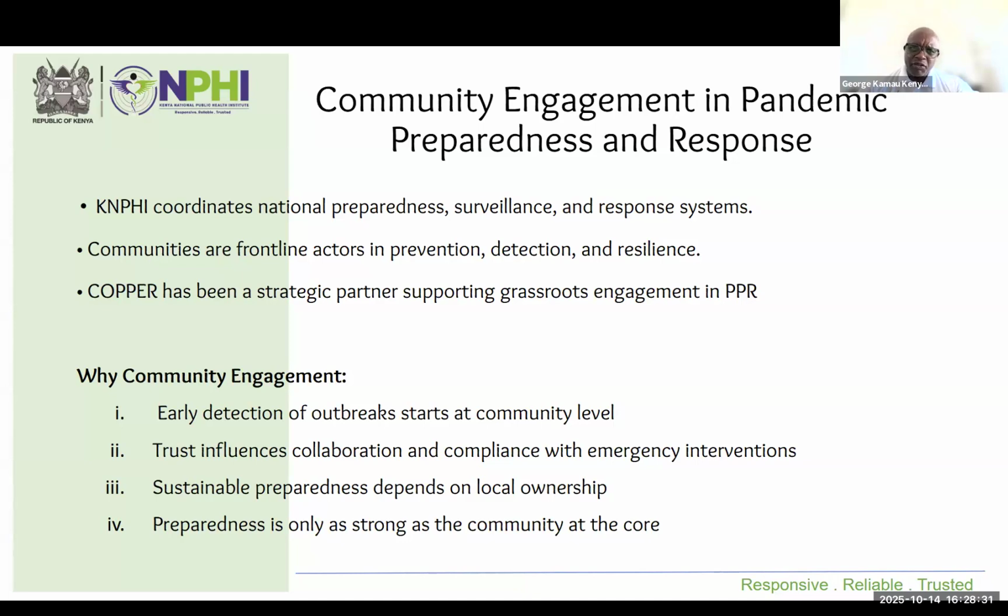And why community engagement? One advantage of community engagement is that we are able to have early detection of outbreaks, which start at the community level where the community health promoters live and work. And then the other thing is trust influences collaboration. Once we have trust from the citizens, this enhances collaboration or compliance with emergency interventions, such that if we give directives or guidance on what to do, there's minimum resistance to that.